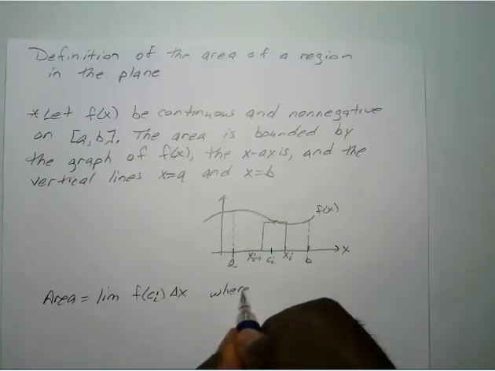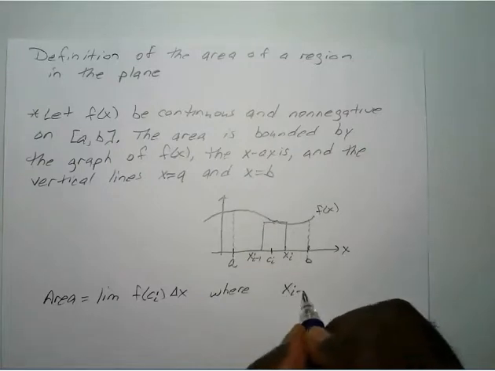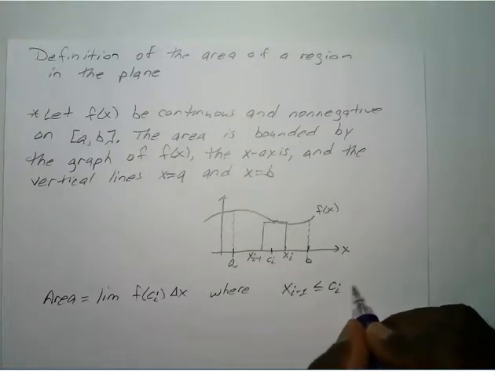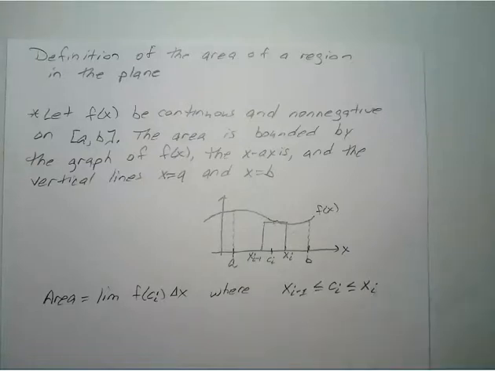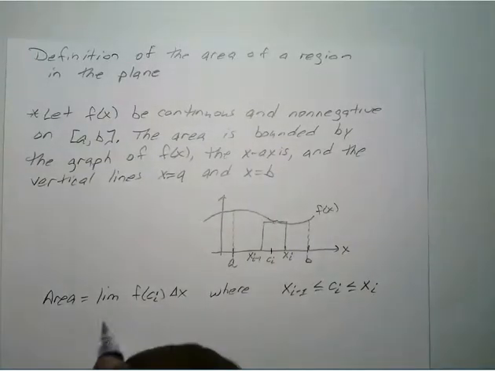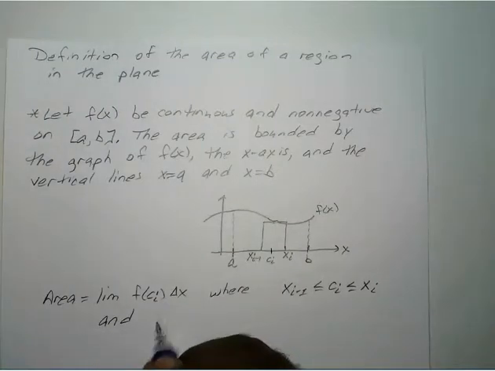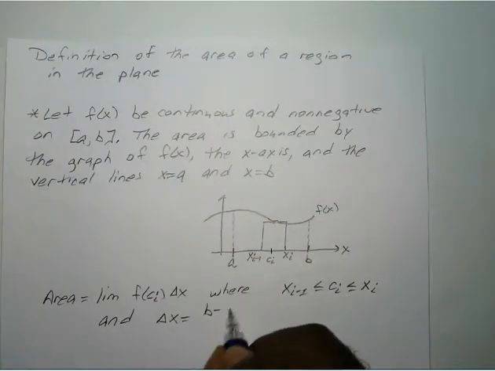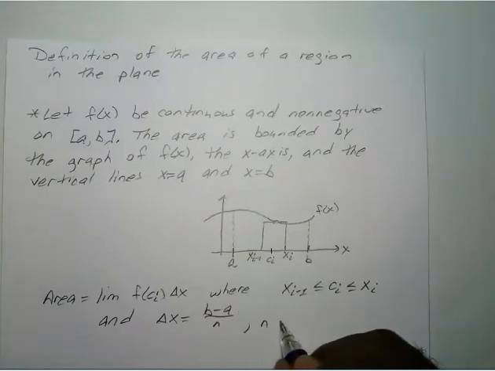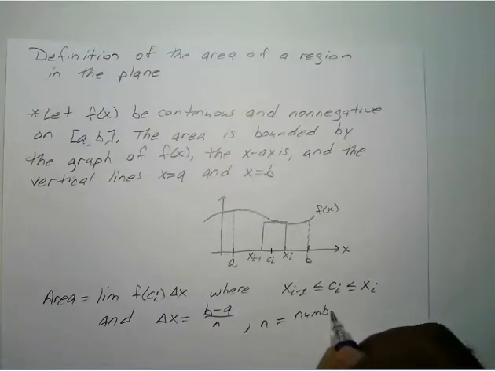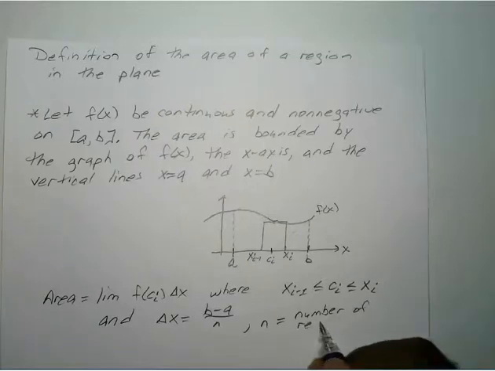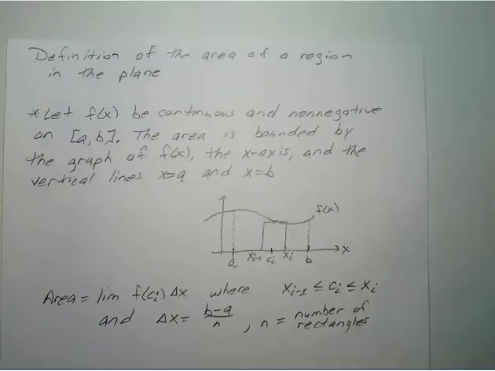So that's where x sub i minus 1 is less than or equal to c sub i is less than or equal to x sub i. And we know our delta x is equal to b minus a over n, where n is equal to the number of rectangles. All right, so we were able to, just from that long drawn out group of examples before, figure out this definition.